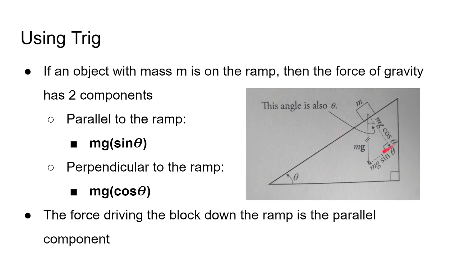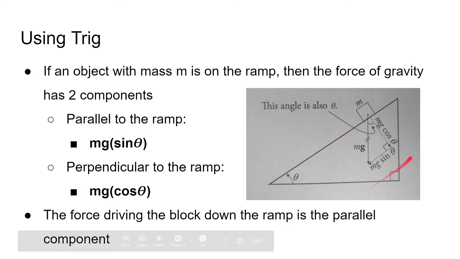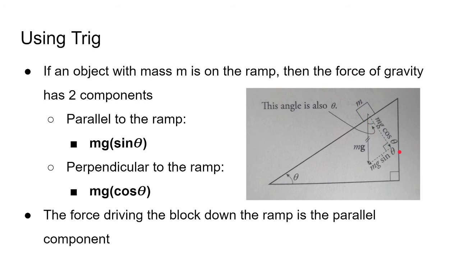Now, because this is parallel to the ramp, the force driving the block down the ramp is parallel, which means we're going to be using our mg sine of theta. Our mg cosine of theta is perpendicular, which means that's mostly going to be used for our normal force, because as we know, normal force is perpendicular to the surface.